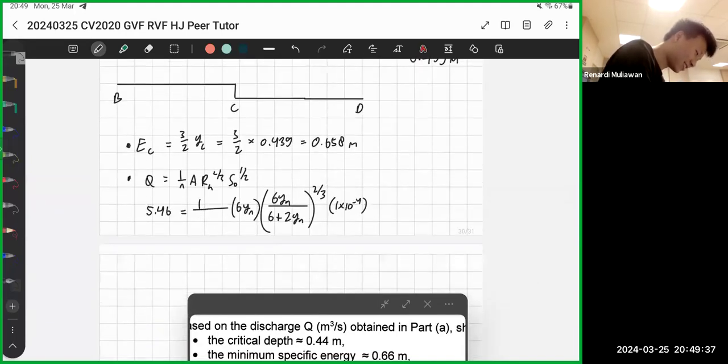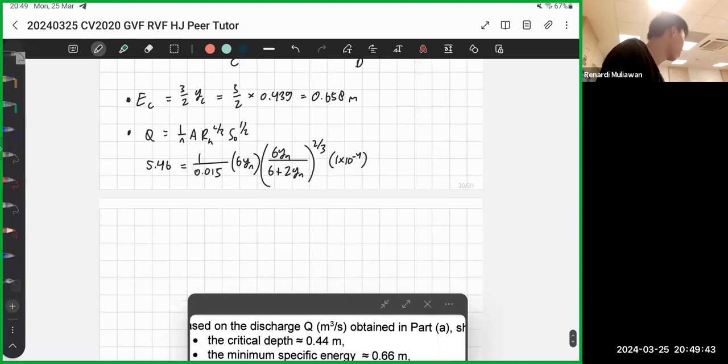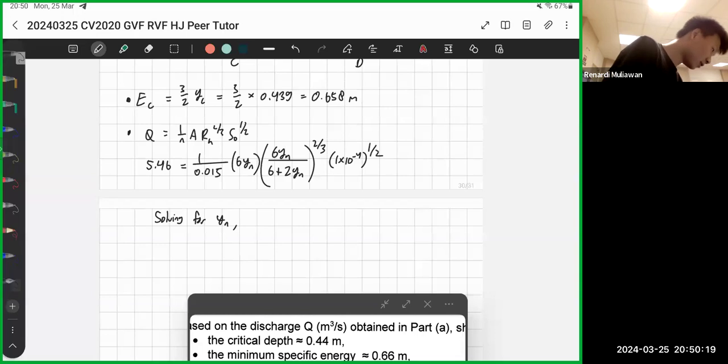Sorry, this one is not this. This one is 0.015. And if you remember, this one you cannot solve. You must use the solve function on your calculator, solving for YN. You can try it at home. So 6x divided by 6 plus 2x, to the 2/3, times 1 times 10 to the power of -4, to the power of half. I forgot the half. Here it is with half.